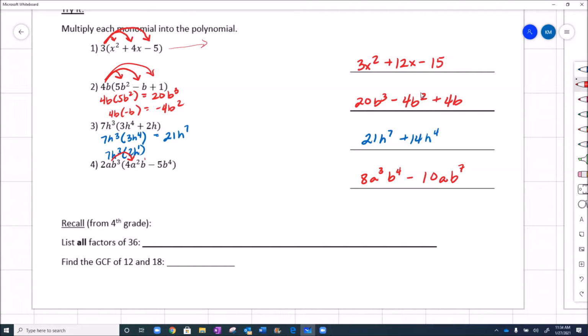All from 4th grade, listing our factors. So we're going to talk about factoring here. List the factors of 36. Factors, remember, those are numbers that multiply to give us 36.